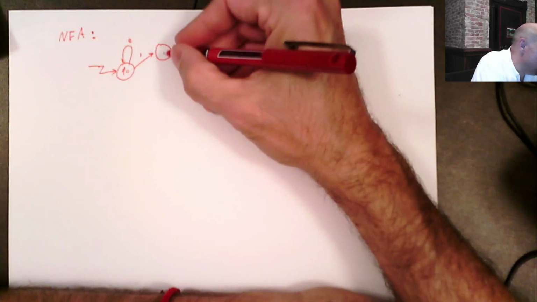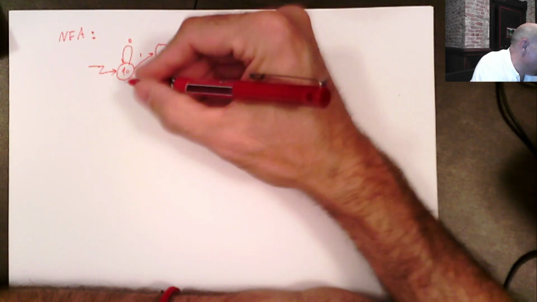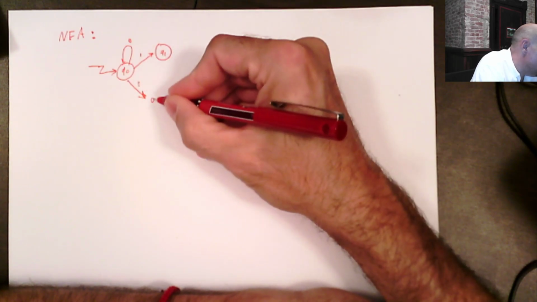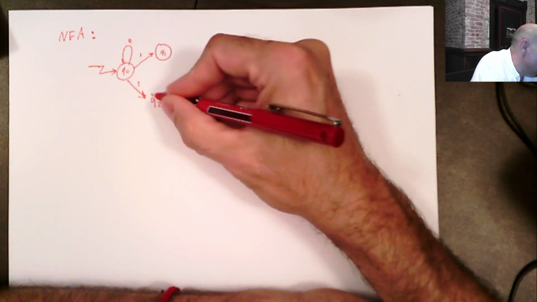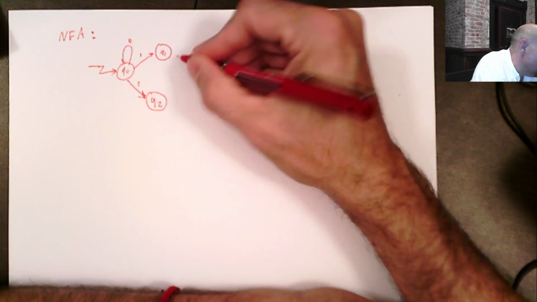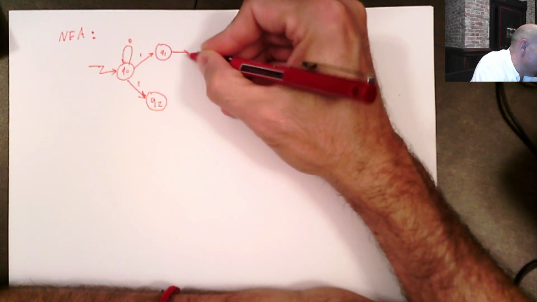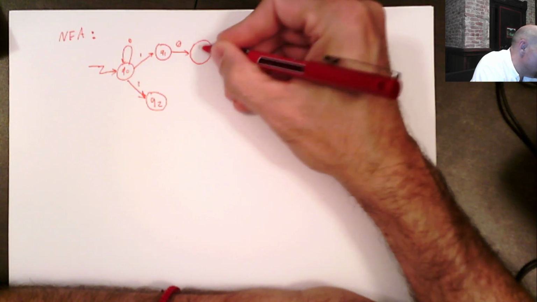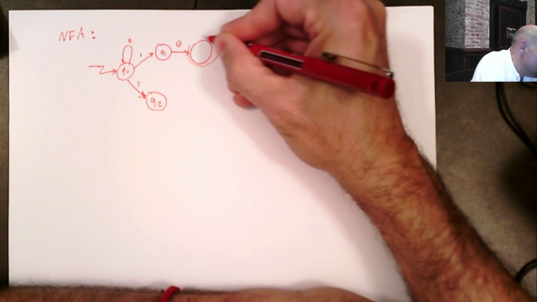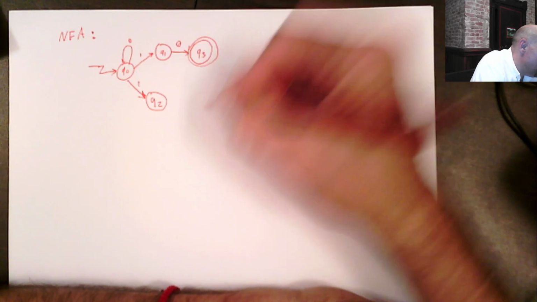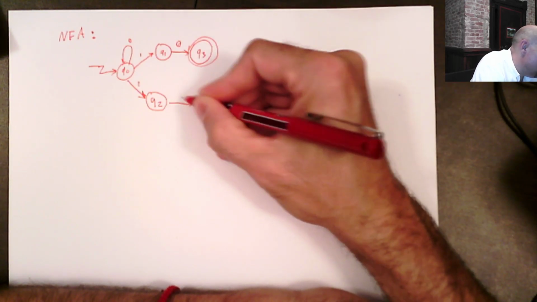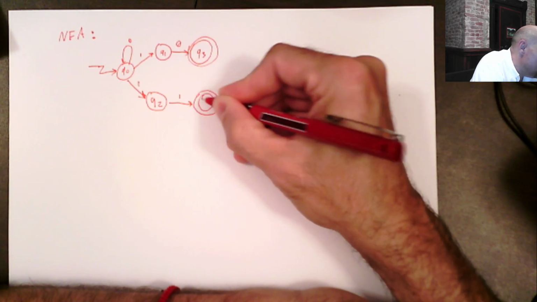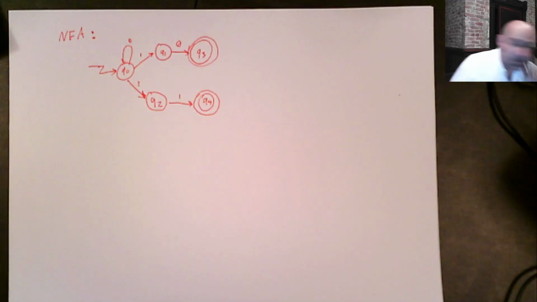All right, so let's label this Q1. And let's also make it another 1. Goes down to Q2. And on this, label this as 0. And I'm using 0s and 1s instead of A's and B's here. Let's go to a final state. Let's make that Q3. And let's make down here a 1 and have that go to Q4.